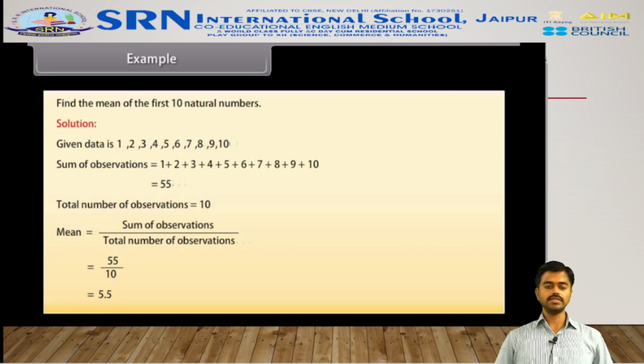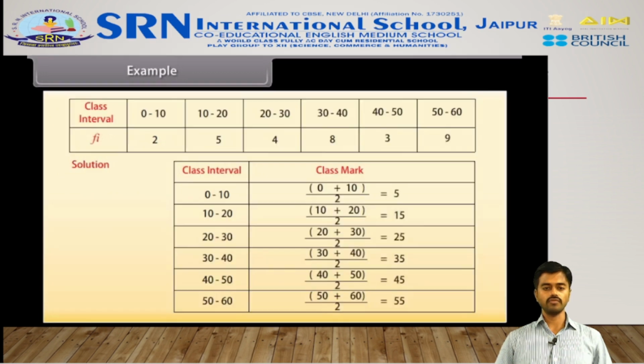Now we will discuss the same thing with the help of an example. In this example we need to find the mean of the first 10 natural numbers. So the given data are 10 natural numbers starting from 1 to 10: 1, 2, 3, 4, 5, 6, 7, 8, 9, 10. First of all we need to find the sum of observations. By adding from 1 to 10 we will get 55. The total number of observations is 10. So mean will be the sum of observations upon the total number of observations, that is 55 by 10, and the mean will be 5.5.